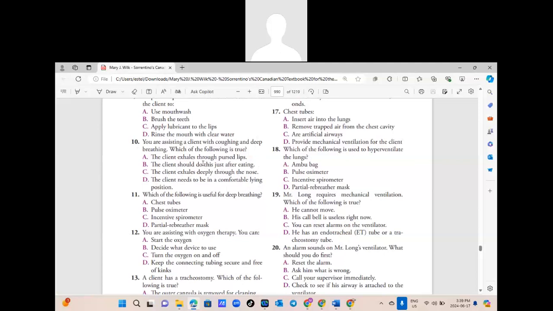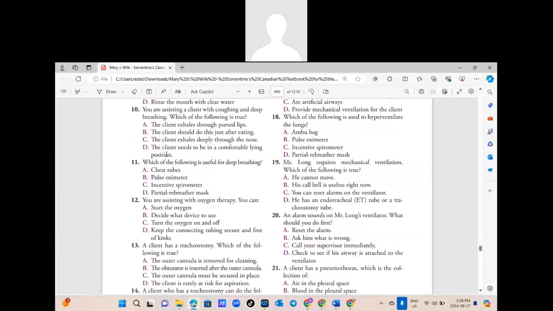The correct answer is letter A. The client exhales through pursed lips. Okay, next. Which of the following is useful for deep breathing? A. Chest tubes. B. Pulse oximeter. C. Incentive spirometer. Or D. Partial rebreather mask. So the correct answer is the incentive spirometer.